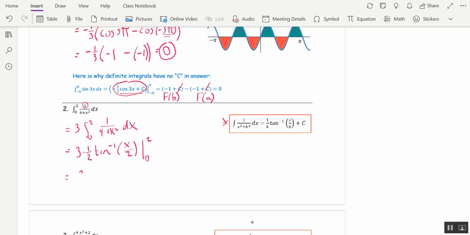So let's clean this up. This is 3/2. I'm going to factor that out, and then I'm going to evaluate tangent inverse when x is 2, so that'll give me tangent inverse of 1, and then put a 0 in for x to get tangent inverse of 0. All right, so that's 3/2. Tangent inverse of 1 is pi over 4, and tangent inverse of 0 is 0. And so that's 3 pi over 8.